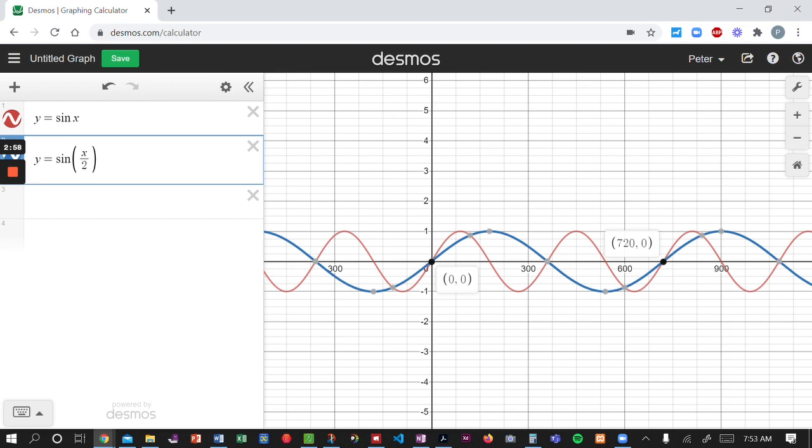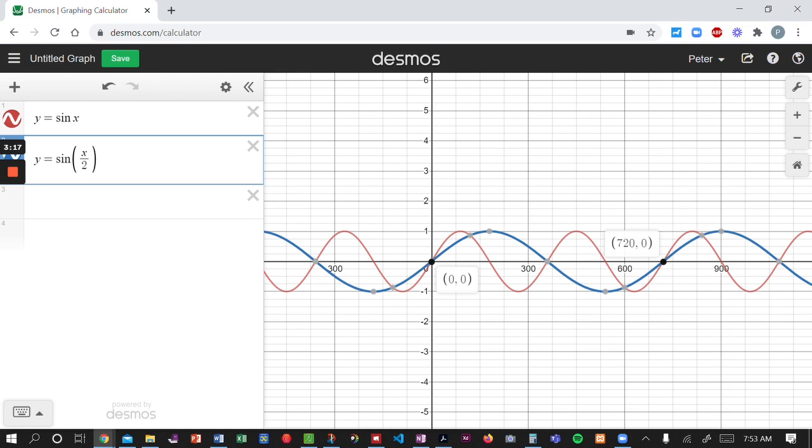Okay. So basically you do the opposite of whatever's inside to 360. So if it's divided by 2 inside, you multiply 360 by 2, and that gets you 720. If it's multiplied by 2 inside, then you do 360 divided by 2, and that gets you the new period, which would be 180. All right. So that's basically how sine works.